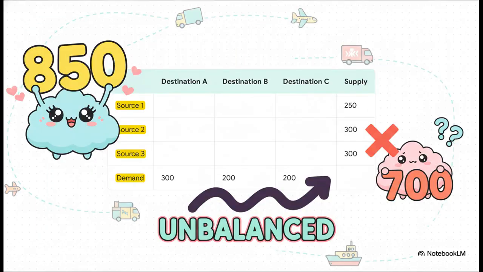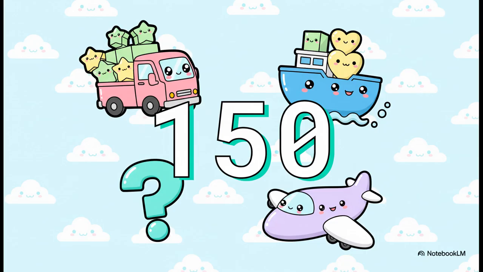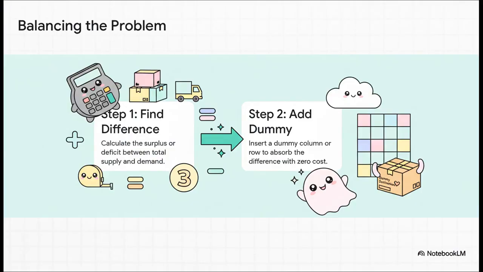In this case, we've got 850 units of supply, but only 700 in demand. That's an unbalanced problem. So we have an extra 150 units. The question is, what does our model do with that surplus? It's a pretty neat two-step fix. First, find the difference, then add a dummy destination to the mix.